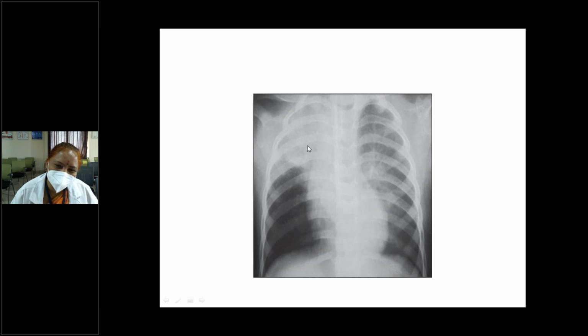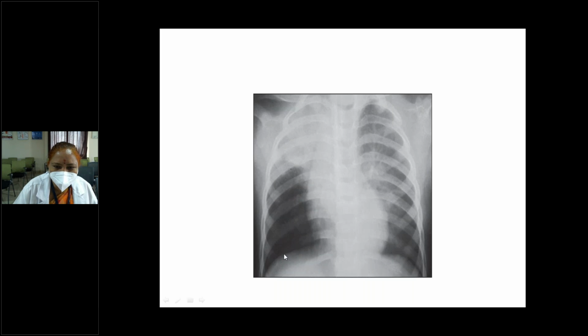You can mention upper, middle and lower zones, radiologically zones. When coming to lung disease, we will talk about upper lobe, middle lobe and lower lobe. But radiologically, you can mention upper zones, middle zones and lower zones. So here, there is haziness in the right upper zone, and the bronchial markings in the lower zone of the right lung are not clearly visible. They are less visible.